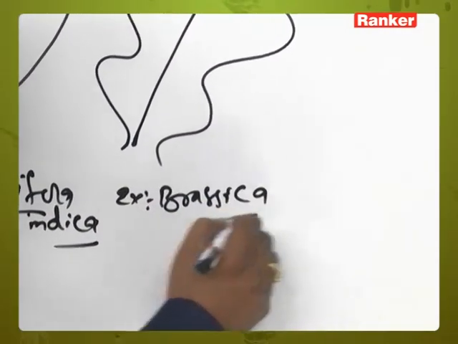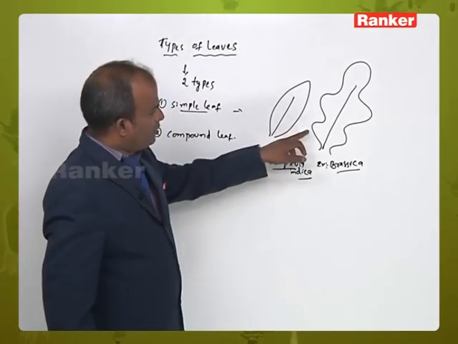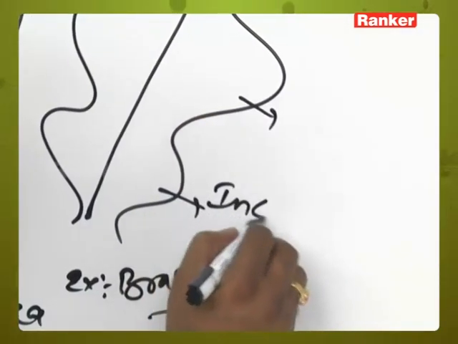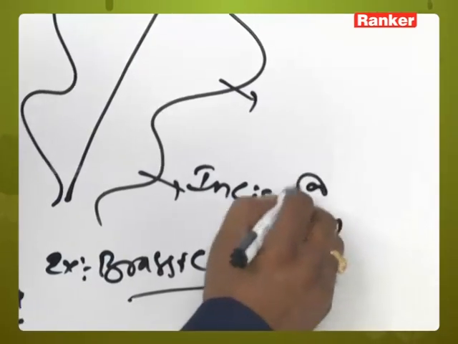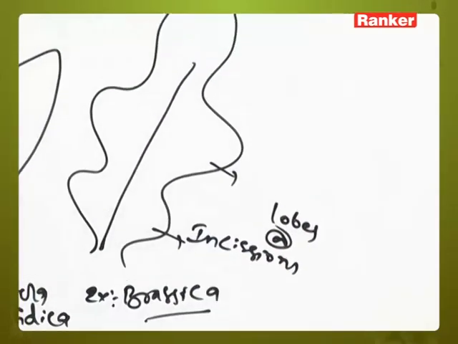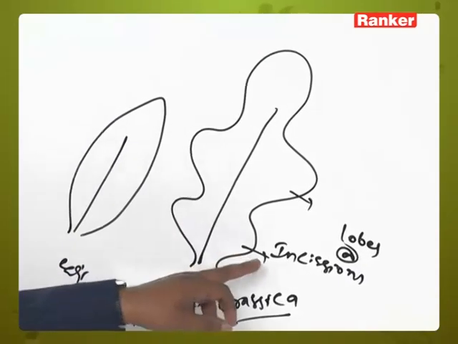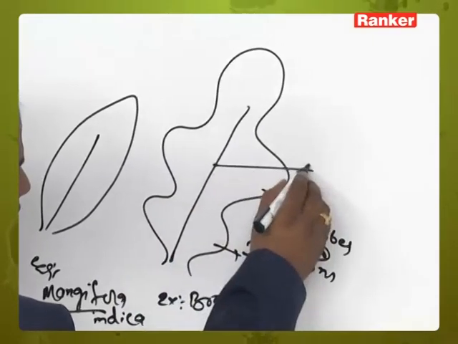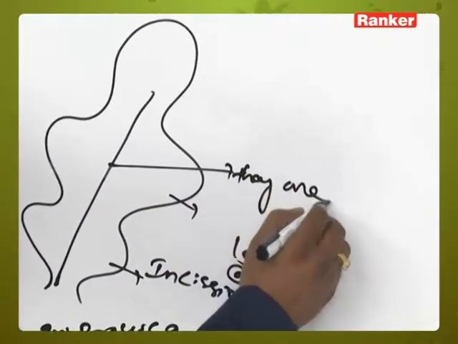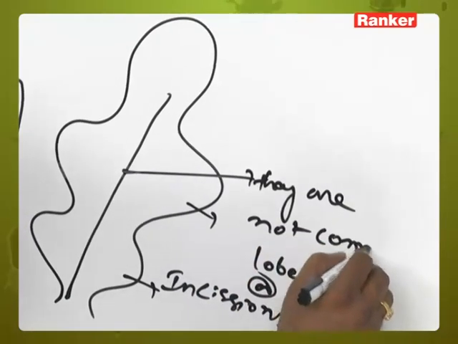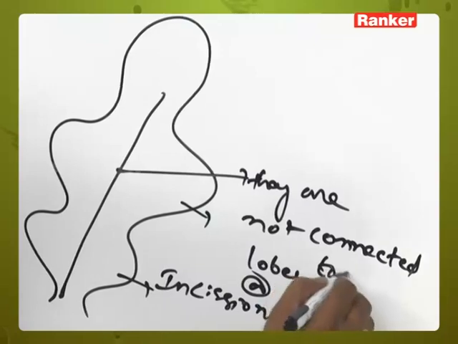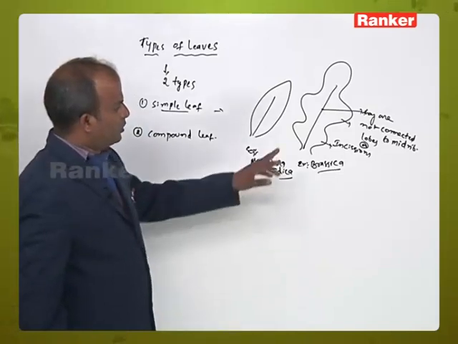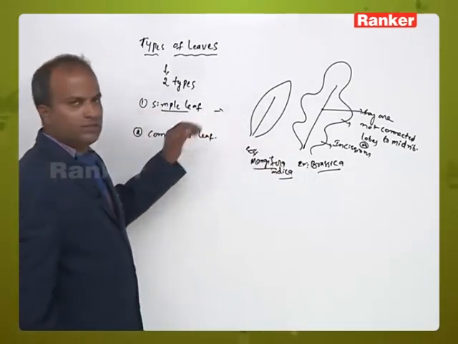That means this leaf shows incisions. These are incisions, also called lobes. These incisions or lobes are not connected to the midrib. So this type of leaf can also be called a simple leaf. This is about the simple leaf.